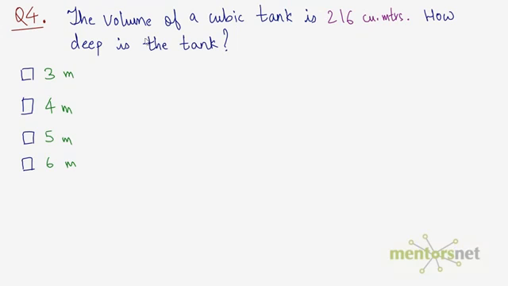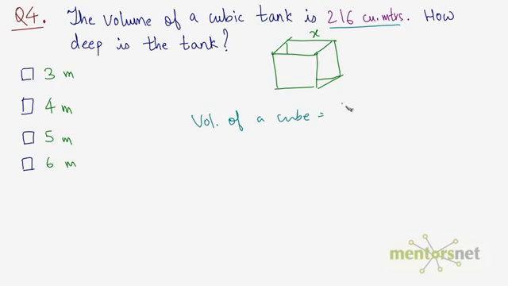The final question now. The volume of a cubic tank is 216 cubic meters. How deep is the tank? Well, you know how a cube looks like. So this is a cube, and when I say a cube, it means that it has the same length on all the sides. Let the length be x of that cube. Now what has been given is the volume of the cube. So volume of a cube is equal to its side cubed, which is given to be 216 cubic meters.